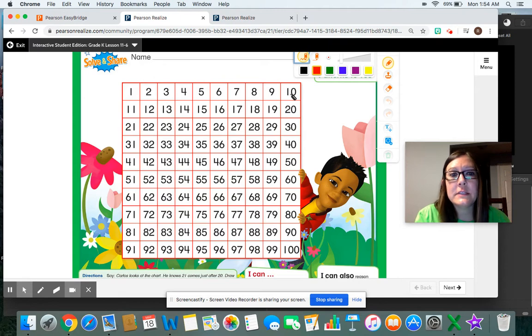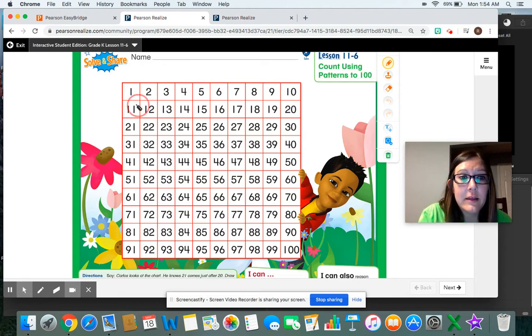What's the number that comes just after 10? 11. Here's the next decade number. What's the number that comes just after 20? 21. The next decade number is 30. What comes just after 30? 31. Are you starting to see this pattern? The next decade is the number 40. What's the number that comes just after 40? 41. And there's the decade number 50. The number that comes just after is 51.